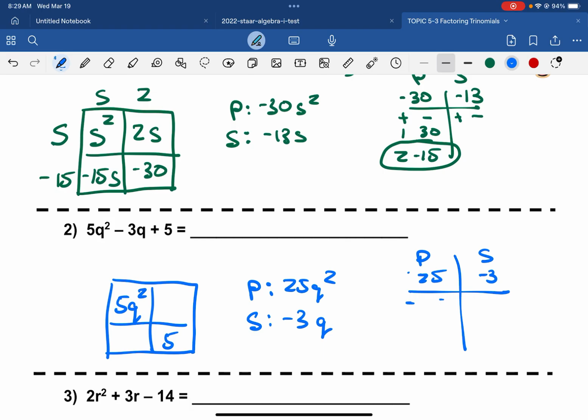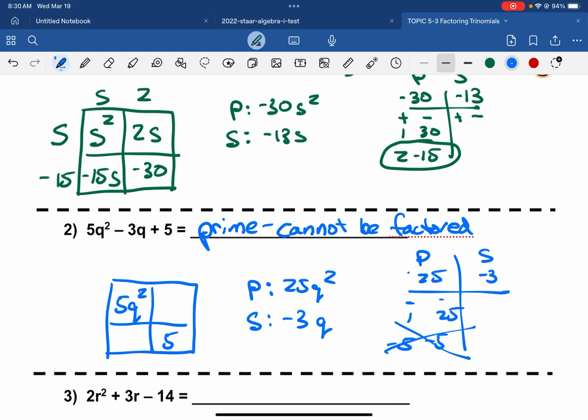Okay, so let's go through the factors. So 1 and 25 don't. 2 doesn't go into it. 3 doesn't go into it. 4 doesn't go into it. The only other factors of 25 are 5 and 5. And negative 5 plus negative 5 does not equal negative 3. So this one cannot be factored. We say it is prime, which means it cannot be factored anymore. We can't factor it anymore.